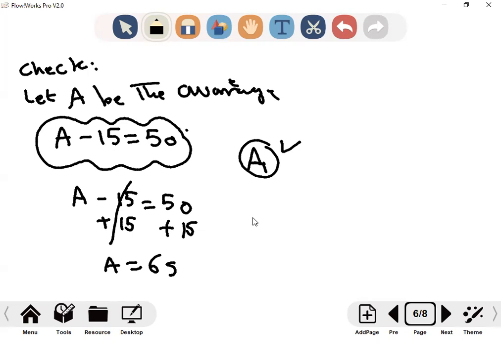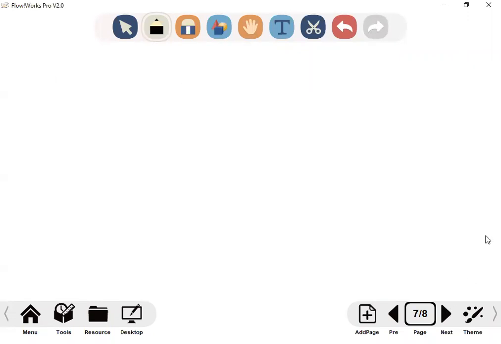Now, in example 4, we are done with addition and subtraction equations. If we have add, we subtract. If we have subtract, we add. But if we have multiply, we will divide. Good. So let's go to. No, if we have divide, we will multiply.